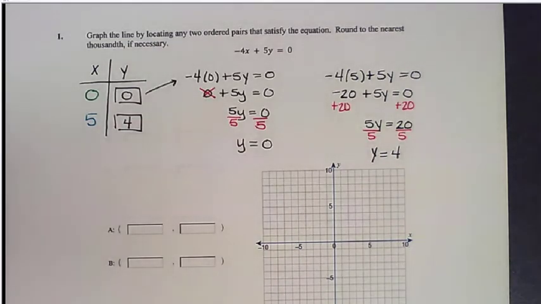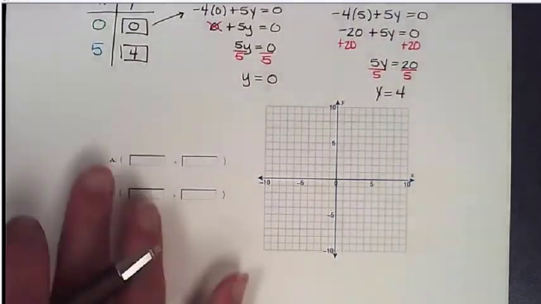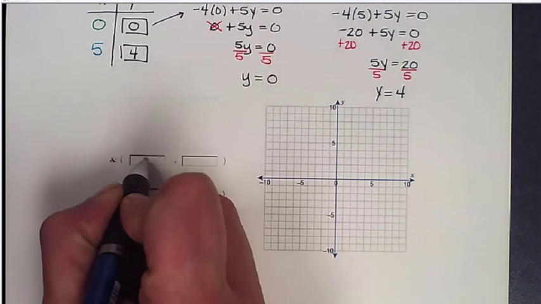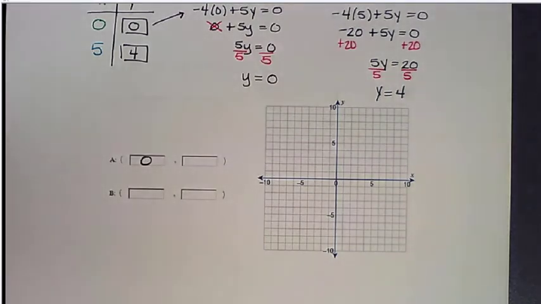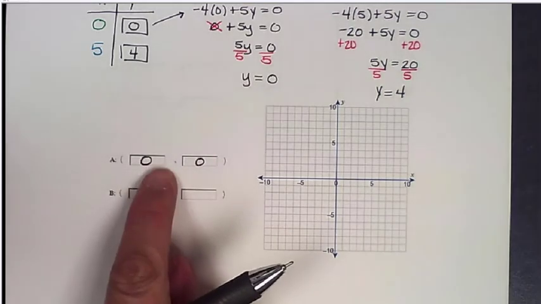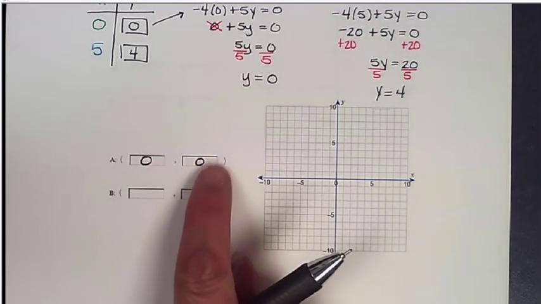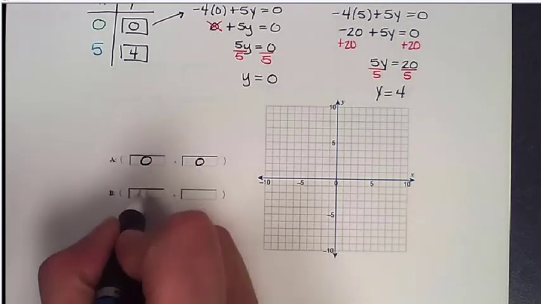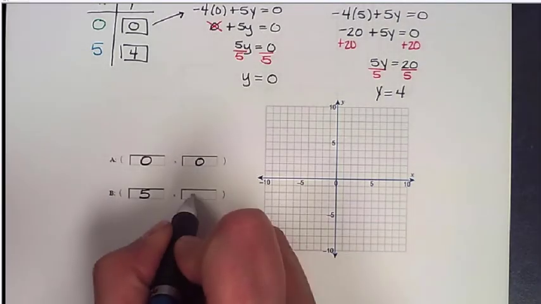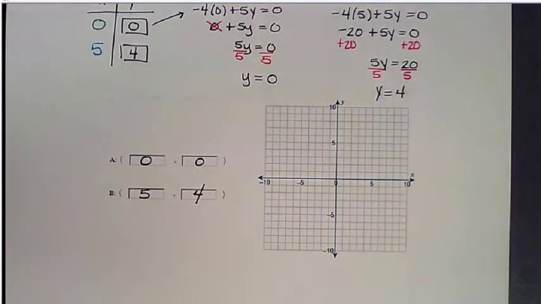Now you notice that when I printed this out, it mirrors what you have in your homework. So here in my boxes, I would plug in 0 for my x, and 0 for my y. Again, I chose x to be 0 and I found y to be 0. And then I chose x to be 5 and I found that when that happened, y was 4.